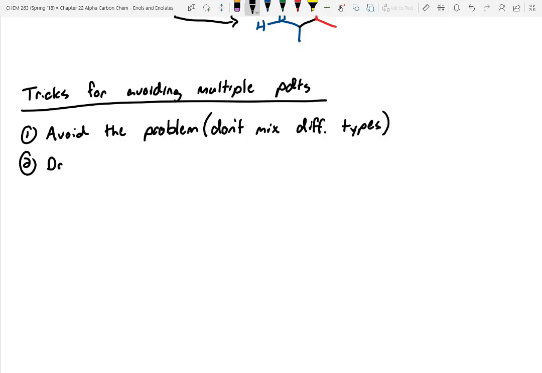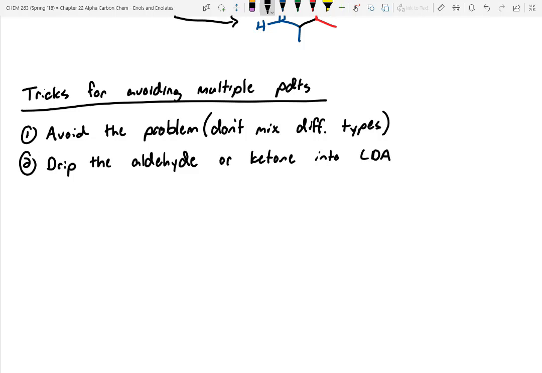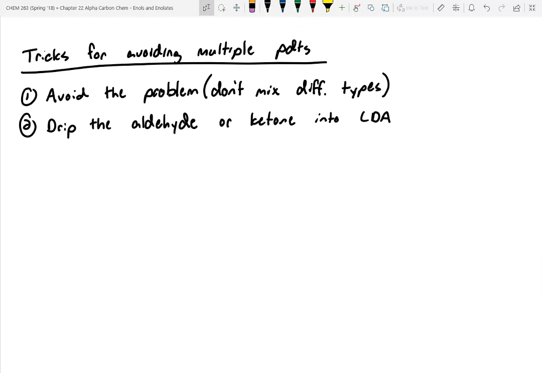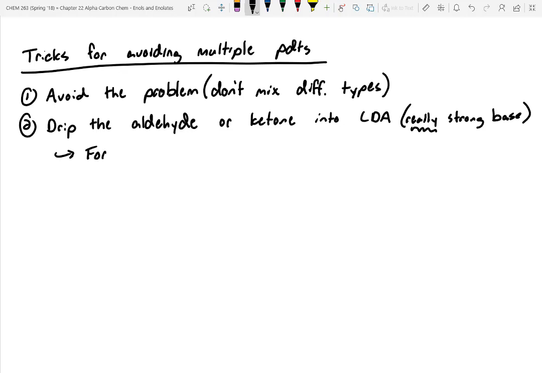All right, the second one is more common for chemists that absolutely need to make one. What they do is they drip the aldehyde or ketone into LDA. Does anybody remember what LDA is? Yeah, it's lithium diisopropylamide. This is a really strong base. And by doing this, you form 100% enolate.